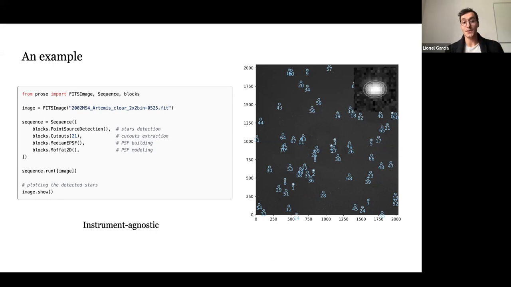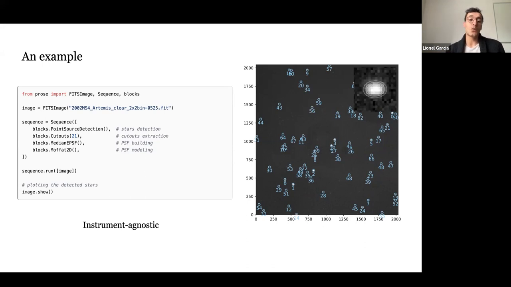So the first is to detect sources. Then we make small cutouts around these sources. We build an effective PSF by stacking. And then we model this PSF through a Moffat3D profile. So that's it. With this sequence, you should be able to send this sequence to a colleague, and even to apply the sequence to any image from any instrument.